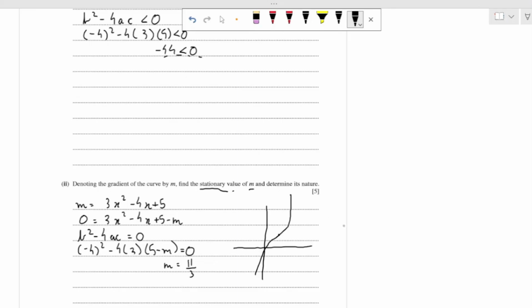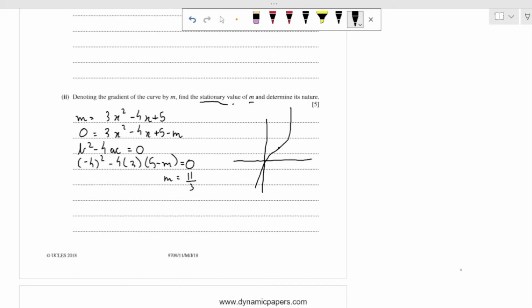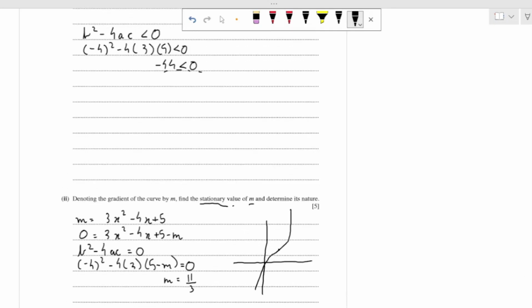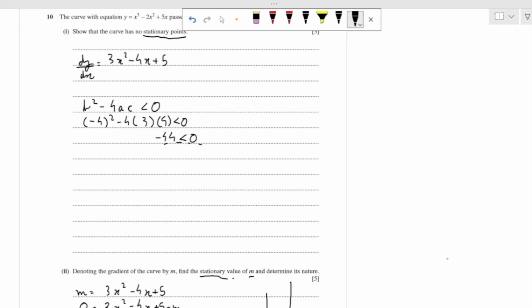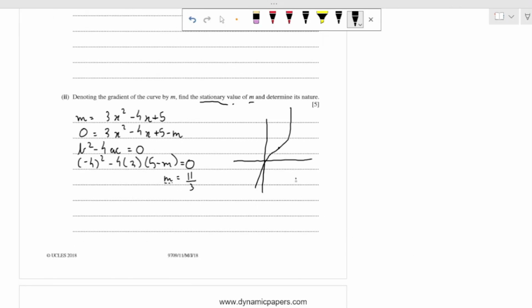And now they're asking us to determine its nature. There are a couple of ways of determining the nature of this value m. First of all, we already know that the derivative is a quadratic. If we sketch this, it would appear to be something like this. Why above the x-axis? Because it has no stationary points, and stationary points are only found if the graph intersects the x-axis, which in this case it doesn't.